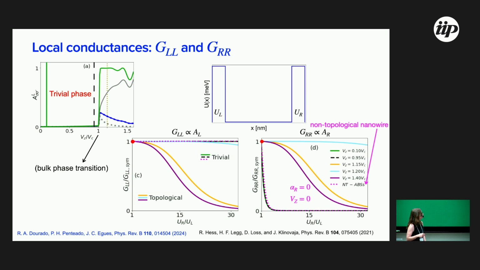So what we find here is that if you are measuring the local conductance, GLL and GRR, what you see in the trivial phase, so I'll focus on these three lines here, is that when you lower or raise the barrier on the left side, the conductance is constant for the trivial case. But then if you measure GRR, what you see is that the conductance goes to 0 quite fast.